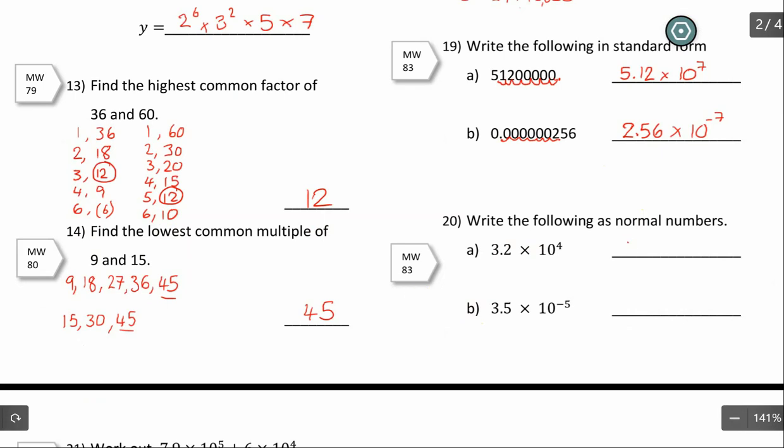There we go. And the last question on that page, write the following as normal numbers, so change from standard form to normal. Write out the digits, 3 and 2. I know this is going to be a very big number because it's a positive power. I'm going to just put my pen where the decimal point is now and count back 4 times. 1, 2, 3, 4. That's where it is now. I need to fill in these gaps with placeholder zeros. So the answer there is 32,000.